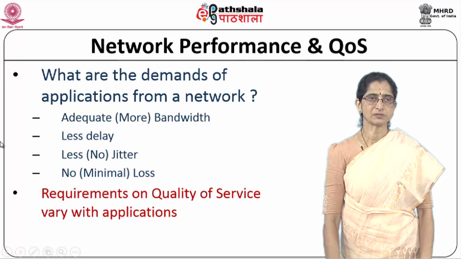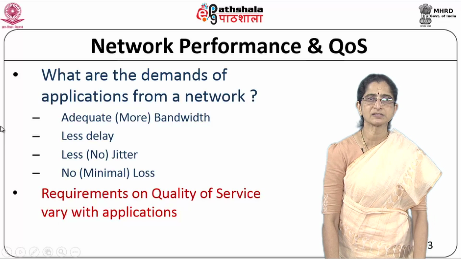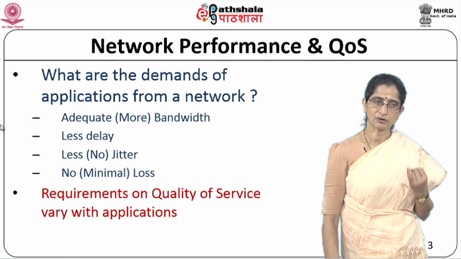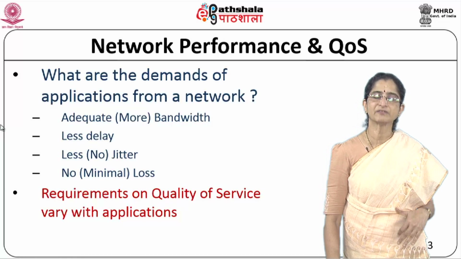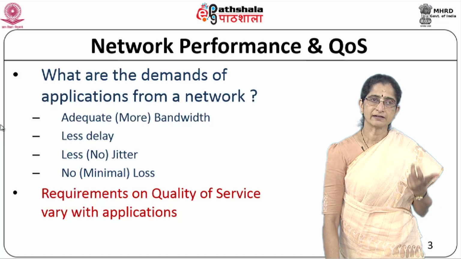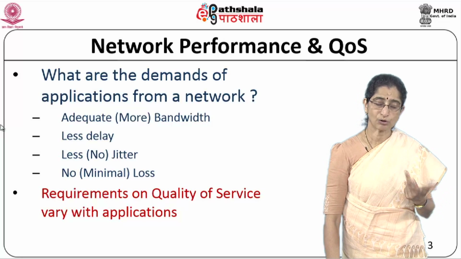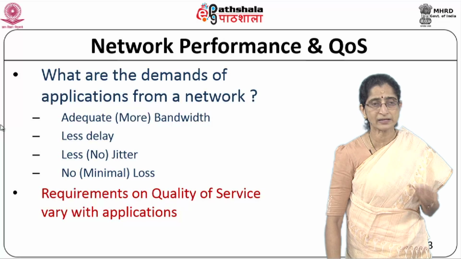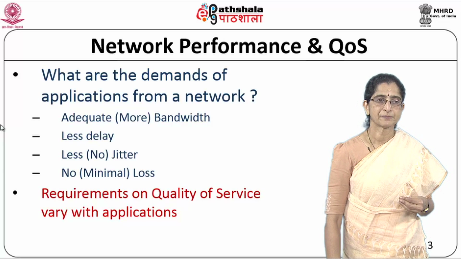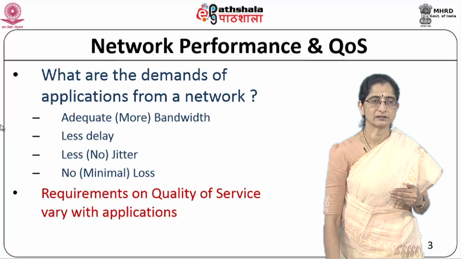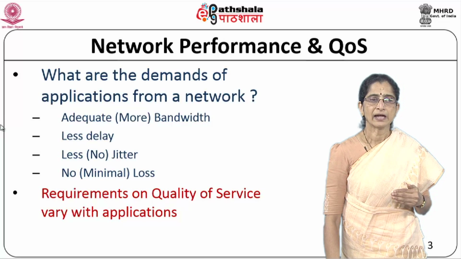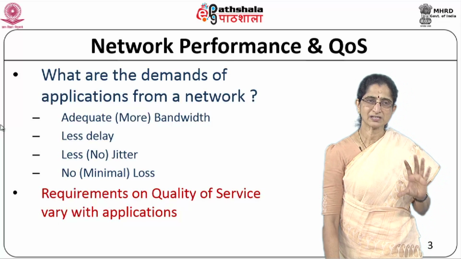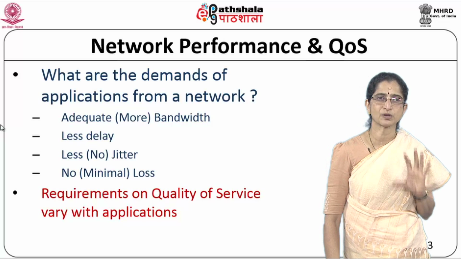So if you look at network performance and quality of service, what are the demands that an application normally has from a network? These are something which are very obvious. Obviously all applications require adequate bandwidth. In fact, they keep asking for more bandwidth. And typically they require less delay, less or no jitter. Remember that jitter is the variation in the delay. There are many applications which cannot tolerate a variance in delay, especially real-time applications. So that is another requirement for an application. And similarly, they would also have to have no loss or minimal loss. So these are normally what we say are the performance requirements for a network.